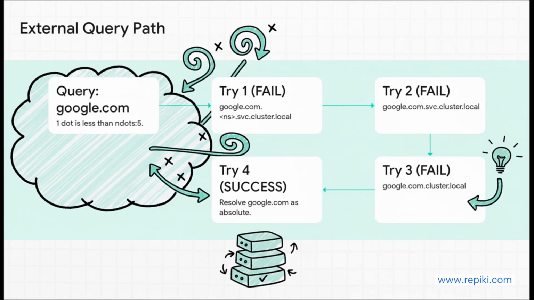Because google.com only has one dot, which is less than 5, the resolver goes on a wild goose chase. Before it even tries looking up google.com for real, it fires off all these extra useless queries. It checks for it in the pod's namespace. Fail. It checks the cluster service domain. Fail. All told, it makes 3 extra failed DNS lookups before it finally gets it right. Now multiply that by thousands of requests. You're tripling the load on CoreDNS for no reason, and that can become a performance killer.